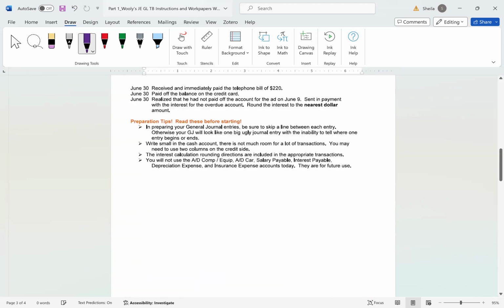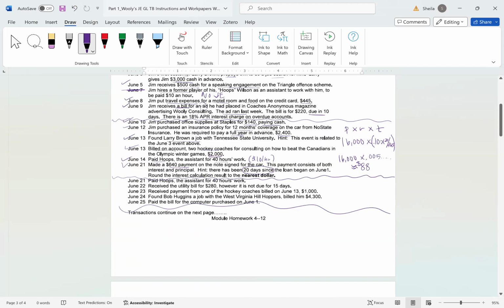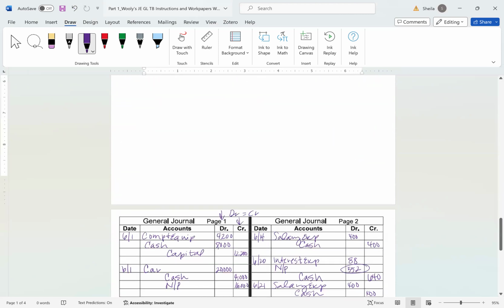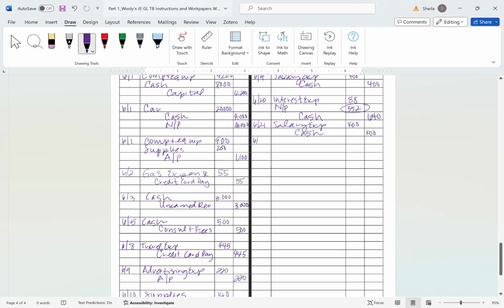All right. And then on June 22nd, receive the utility bill. So we must have used utilities. That is utility expense. It's not due for 15 days. We haven't paid it yet. So on June 22nd, we're going to record a debit to utility expense, and we are going to credit accounts payable.